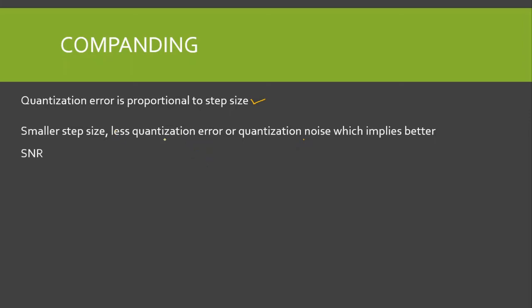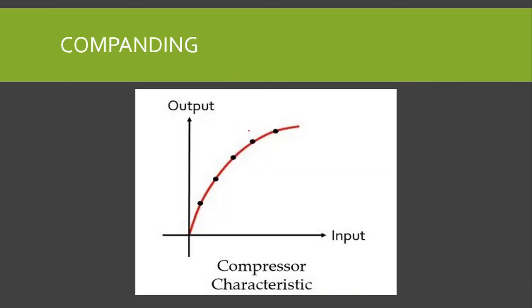So smaller step size means less quantization error, because quantization error is proportional to the step size. Smaller step size, less quantization error or quantization noise, which implies better SNR. So the process of compounding basically improves SNR by reducing the quantization error. How does it reduce the quantization error? By reducing the step size. Now these are the characteristics of the compressor.